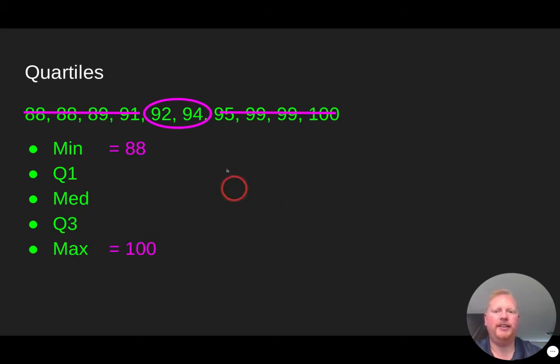And in this case, there's not a single number in the middle. There are 2 numbers in the middle. And so what I have to do is add those up and divide by 2. And when I do that, I get 93 as my median. So I'll go ahead and plug that in. And now here's the thing. That 93 is right in between the 92 and the 94.